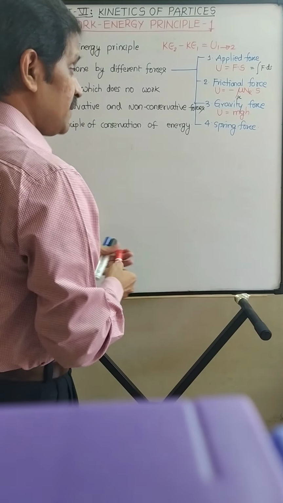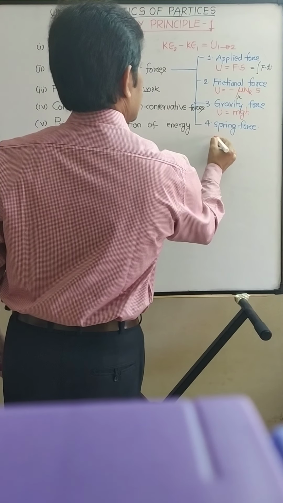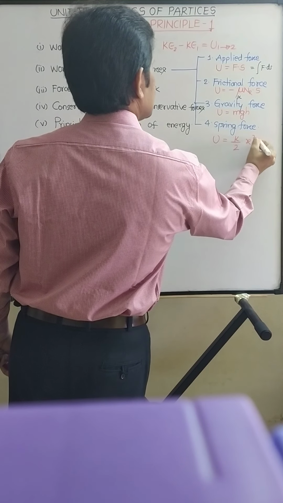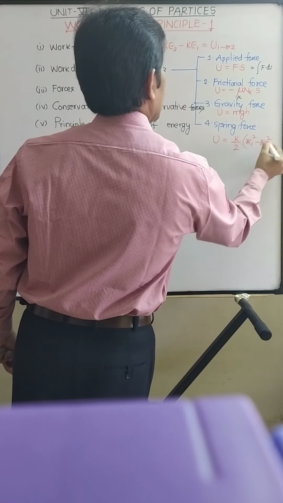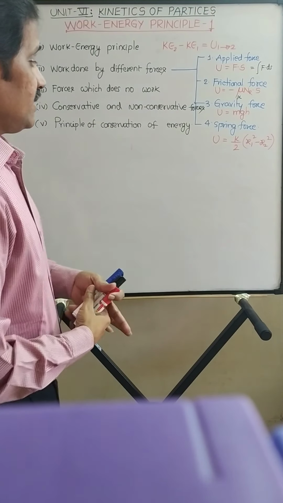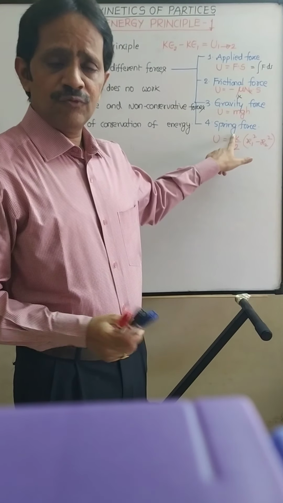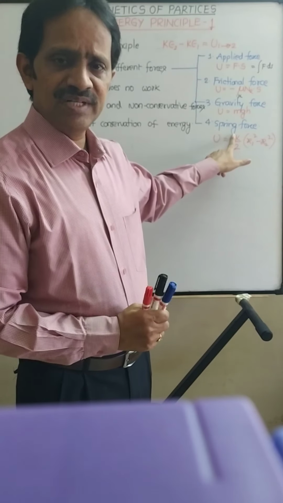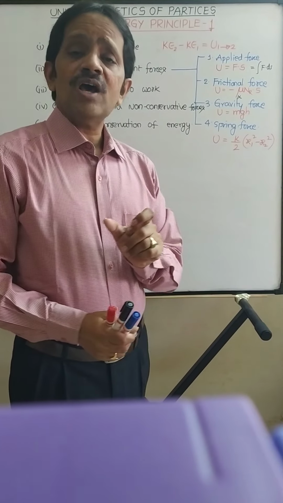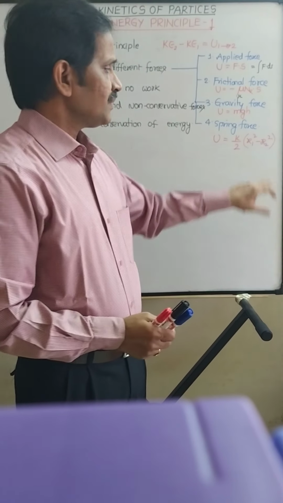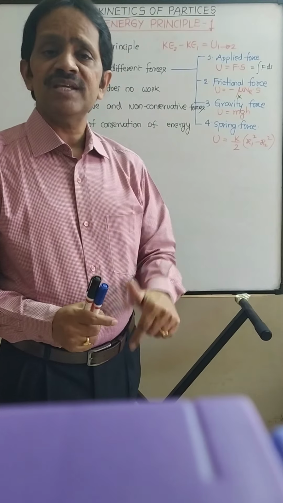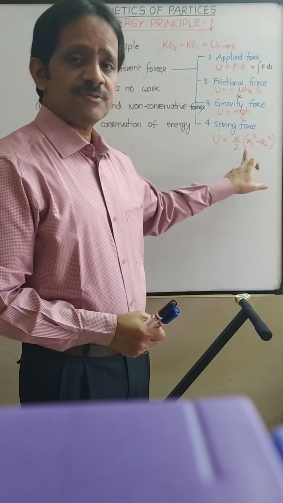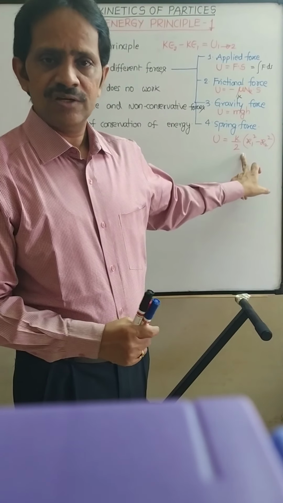Now work done by spring force. Work done by spring force is given by K by 2 into x1 square minus x2 square. Here K is the stiffness of the spring, force per unit deformation, Newton per meter or millimeter, x1 is deformation of the spring in the first position, x2 is the deformation of the spring in the second position, right? So this derivation, work done by spring force, that we will see in the next video.